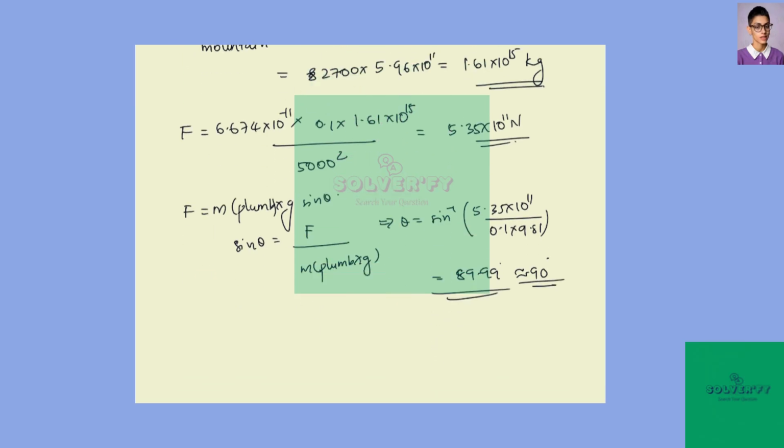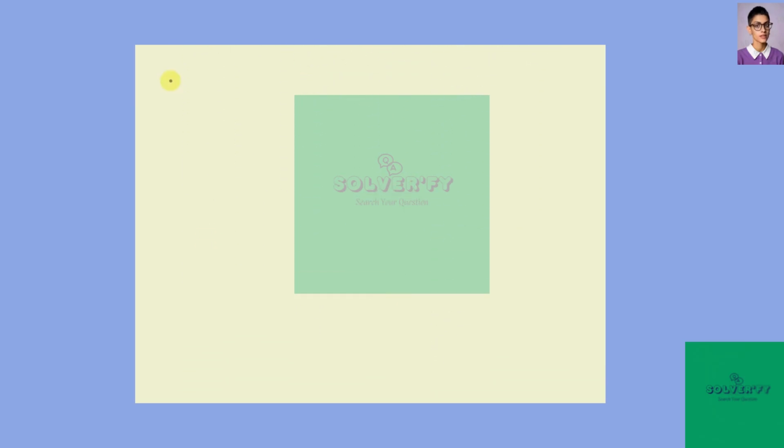Now for the B part of the question, we have calculated the angle theta, the angle that is approximately 90 degrees, which means that plumb ball is hanging vertically when it is 5 km from the center of the Mount Everest. This is because gravitational force from the Mount Everest is pulling the plumb ball vertically towards the mountain. I hope the solution is clear.